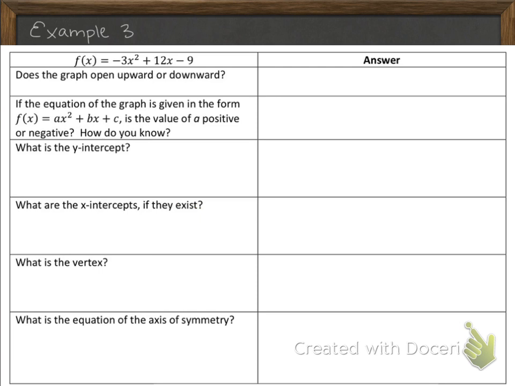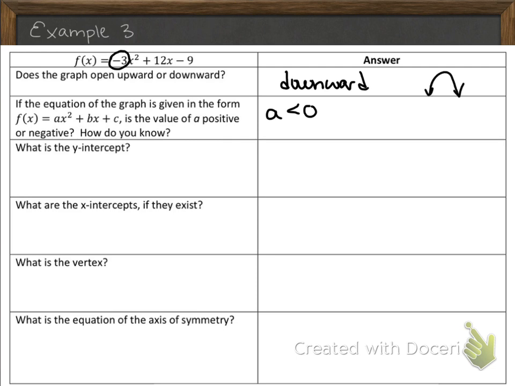Now that we've gone through one example, I really want to encourage you to pause this video, try this example on your own, and then unpause it and see if you are correct. First it says, does the graph open upwards or downwards? If we look at our leading coefficient, we can see that it is negative. So since a is less than 0, the graph must open downward. That means if I were to sketch it, it's going to look something like that.